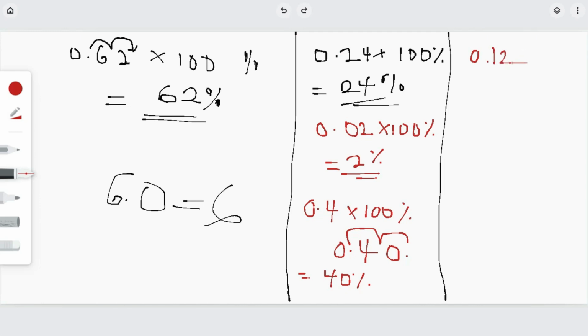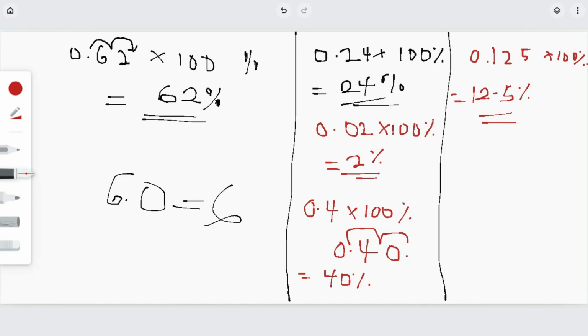So 0.125. Now if you are changing 0.125 to percent, just multiply by 100 and add the percentage sign. So you are going to shift the decimal point 2 times, 1 and 2. That means the decimal point will be here, in the middle of 2 and 5. That means the answer is 12.5%, you understand. So that's the answer for this one.